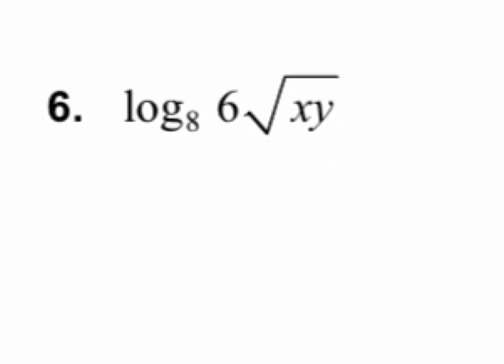Okay, for number 6. First thing we want to do is get rid of this radical here. How can we get rid of that? Change it to an exponent. Change it to the exponent of 1/2. So we have log base 8 of 6. What has the exponent of 1/2? X, Y, both of them, one of them? Both. Since they're both under the radical, they both have the exponent of 1/2.